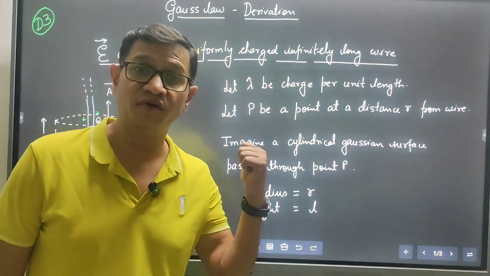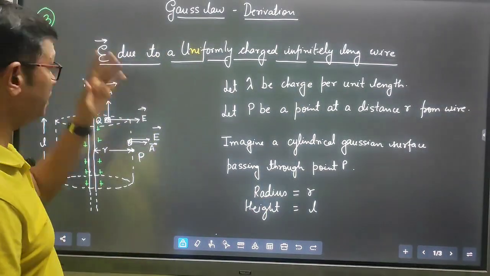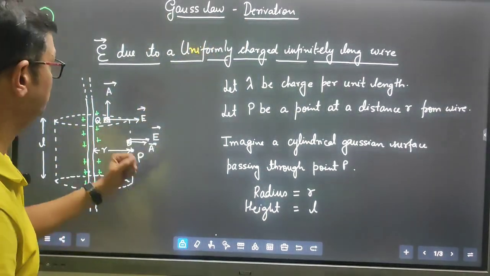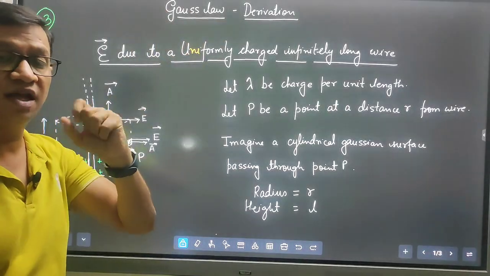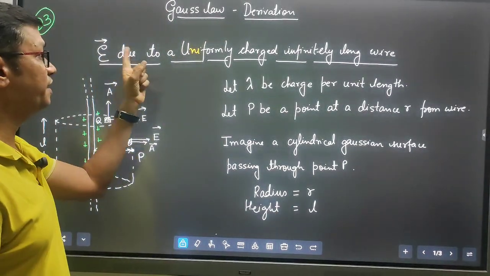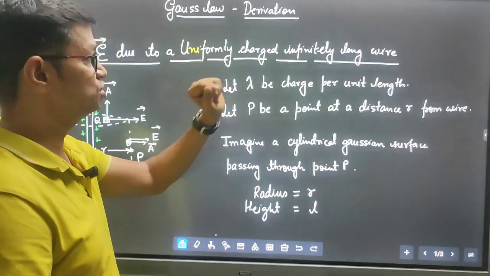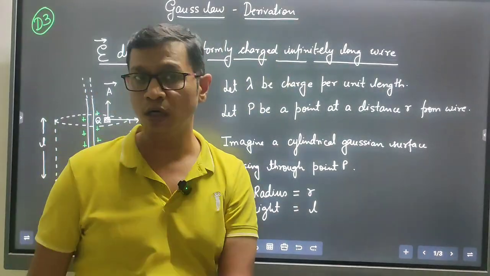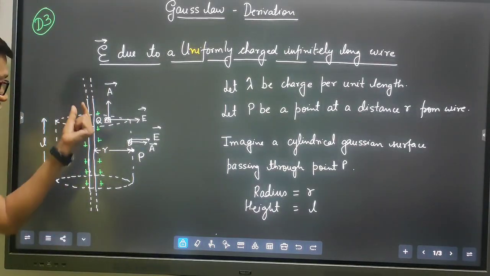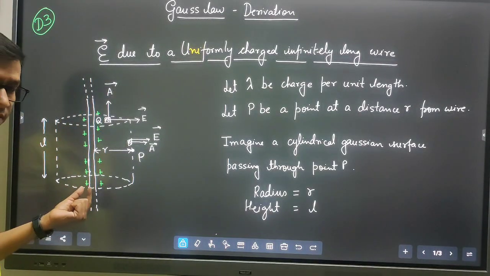Dear students, our next derivation, derivation number 3, Gauss law derivation. So under Gauss law derivation, we will have 3 derivations. This is the first one. Electric field due to a uniformly charged, infinitely long wire. Okay. So let's start with the uniformly charged wire, positively charged wire.